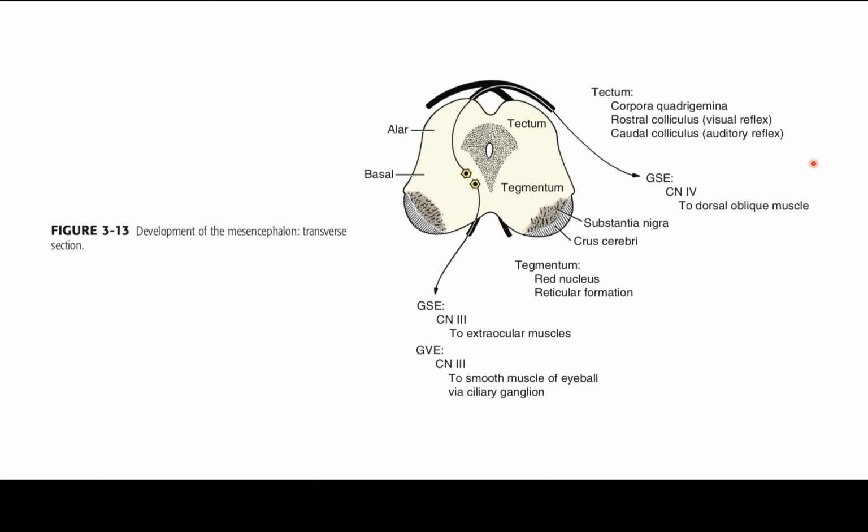The alar plate proliferates dorsally to form the tectum of the midbrain, which is divided into paired rostral and caudal colliculi, collectively known as the corpora quadrigemina. These are associated with visual and auditory reflex functions, respectively.